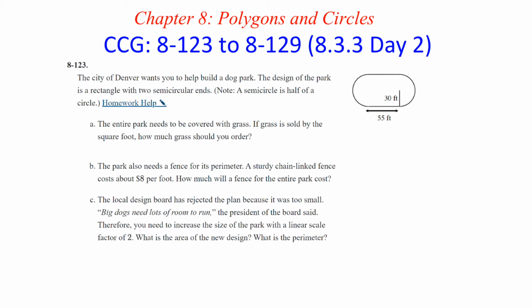Welcome to Chapter 8, Polygons and Circles. This is Lesson 8.3.3, Day 2.